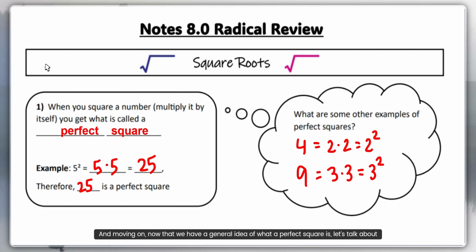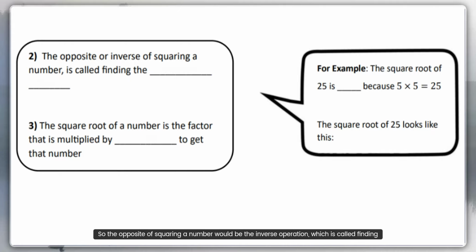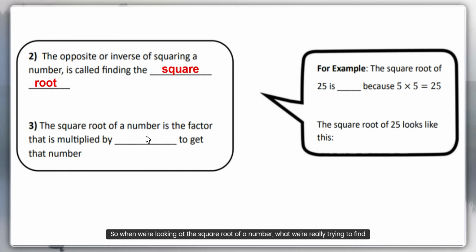Moving on, now that we have a general idea of what a perfect square is, let's talk about what the opposite of that would be. The opposite of squaring a number would be the inverse operation, which is called finding the square root. When we're looking at the square root of a number, what we're really trying to find is the factor that is multiplied by itself to get to that number.